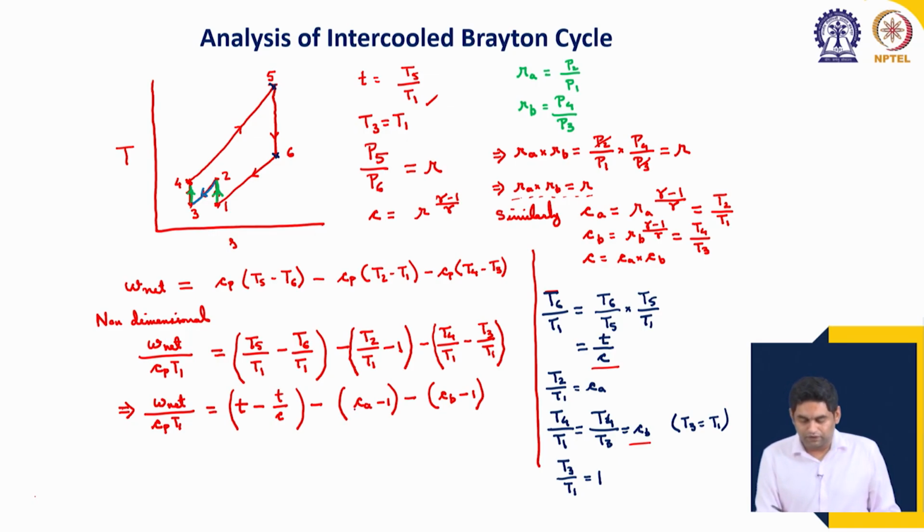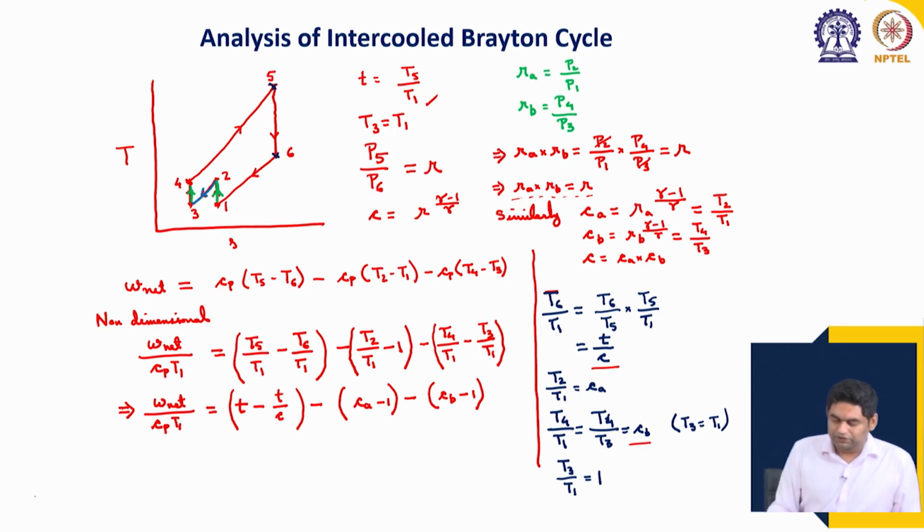Now, if we want to find an optimum value of Ca and optimum value of Cb, we can take a derivative of this net work output with respect to any of these two variables, either Ca or Cb, because both are related. We can, for example, take a derivative with respect to Ca, and we can obtain what should be the relation between Ca and the other known quantities t and C. That can be done, which we will do in more detail in the next class.